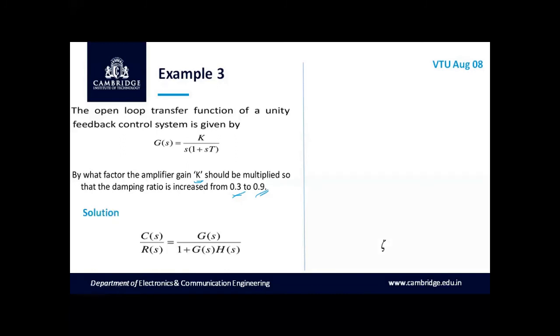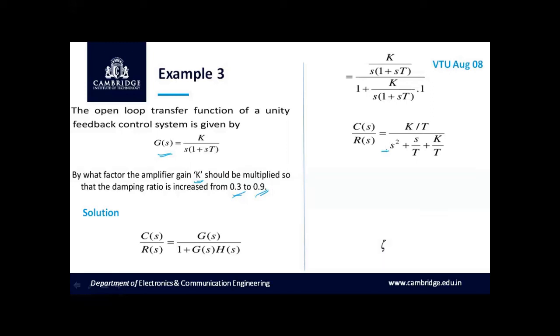So first let us calculate the closed loop transfer function. C of s by R of s is equal to G of s divided by 1 plus G of s into H of s. After substituting for G of s and further simplification, we can obtain C of s by R of s is equal to K by T divided by s square plus s by T plus K by T. Always remember the denominator term of the transfer function should be of the form A s square plus B s plus C, in which A should be equal to 1. So that is the reason why we have taken common a few terms outside and represented it in the same fashion as the standard characteristic equation of a second order system.